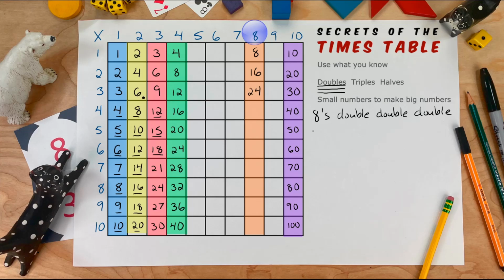Let's look at it this way. Let's put the 1s here. Then we're going to put double here. Then we're going to have double double. And then we're going to have double, double, double. If we start with 1 and we double it, we have 2. If we double that again, double, double, we have 4. And if we double, double, double it again, we have 8. And that's our first row.